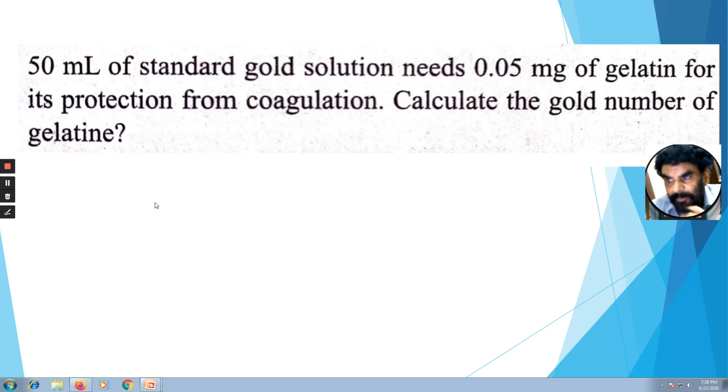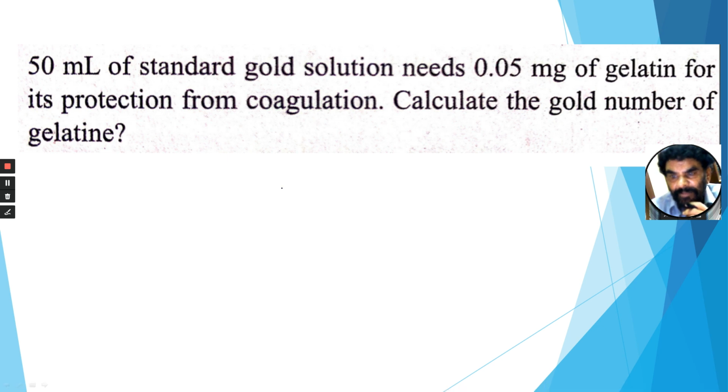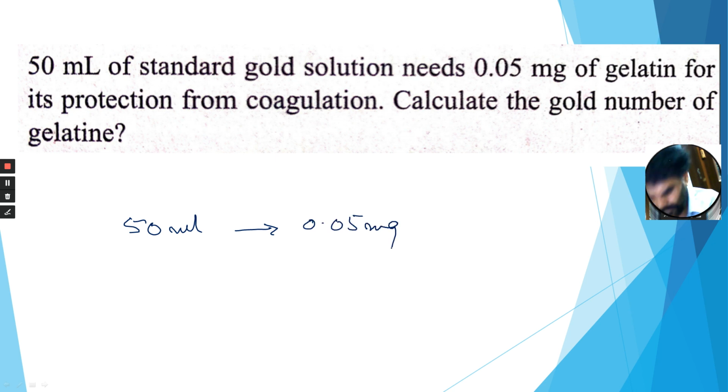See, in this problem, 50 ml of the gold salt is taken. It needs 0.05 milligrams of the gelatin for its protection from coagulation, and we calculate the gold number of the gelatin. Gold number is nothing but the milligrams of the gelatin that is to be added to 10 ml of the gold salt. For 50 ml, how much is required? That is 0.05 milligrams is required.